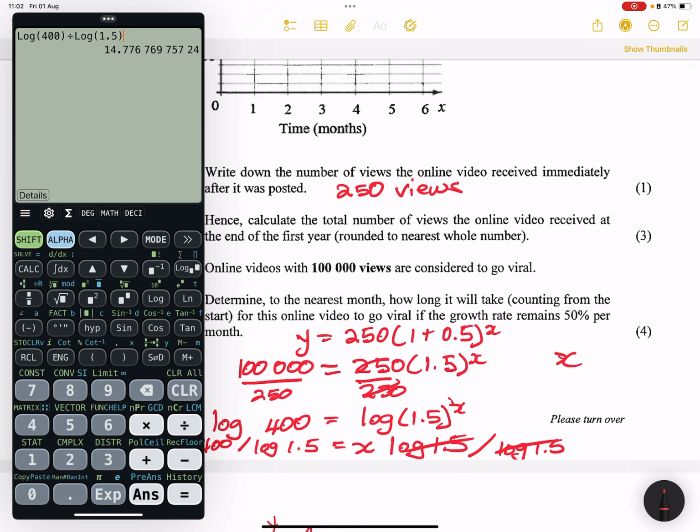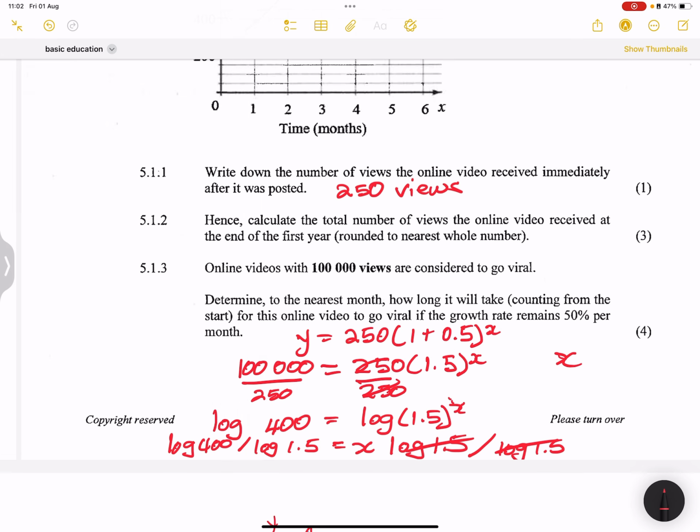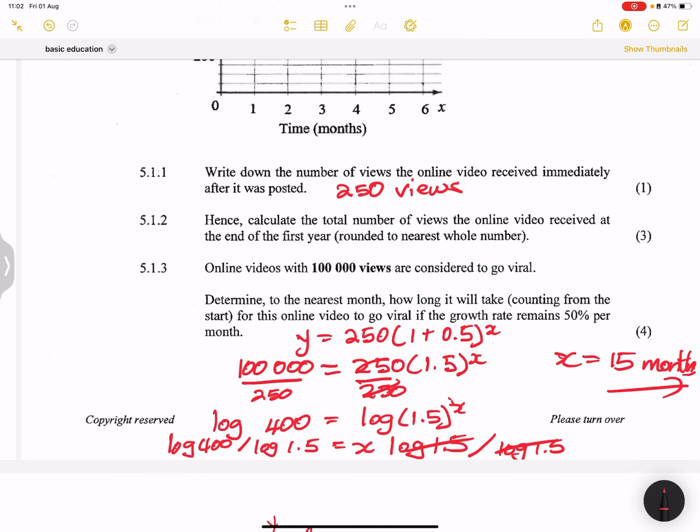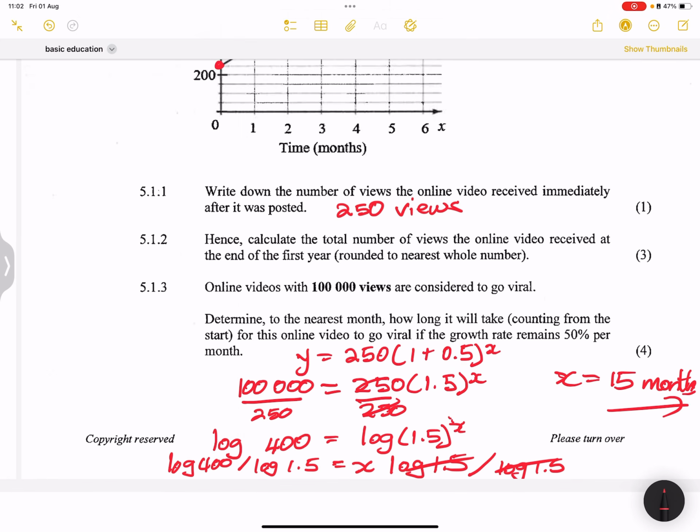So that's 15 months. And what was the question? Determine to the nearest month how long it will take. So do we make it 15 or 14? Let's say 15 months. All right, so that is how we are going to get the number of months that it will take for this video to go viral.